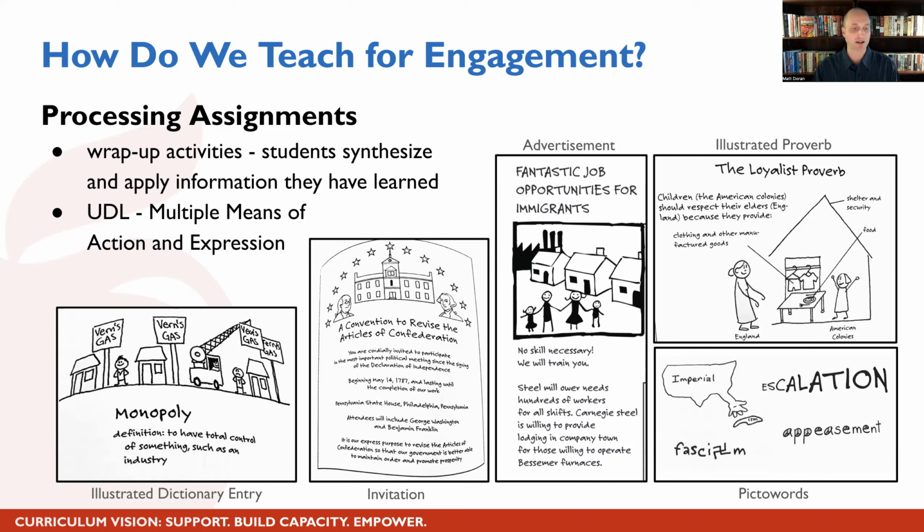Students can do an illustrated dictionary entry, as you see the Monopoly here. They can do an invitation, as you see the example, a convention to revise the Articles of Confederation from American history. They can do an advertisement, fantastic job opportunities for immigrants. They can do illustrated proverbs, as this one does with the Loyalist proverb. And to strengthen vocabulary, they can do picto words. These are all examples of processing assignments.